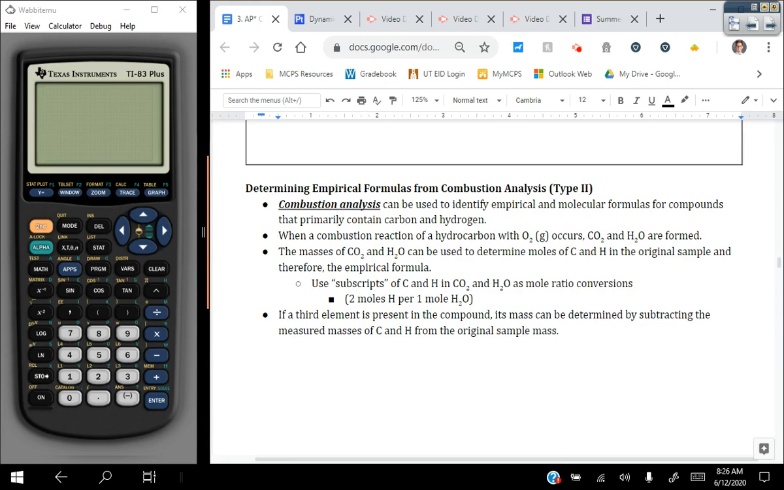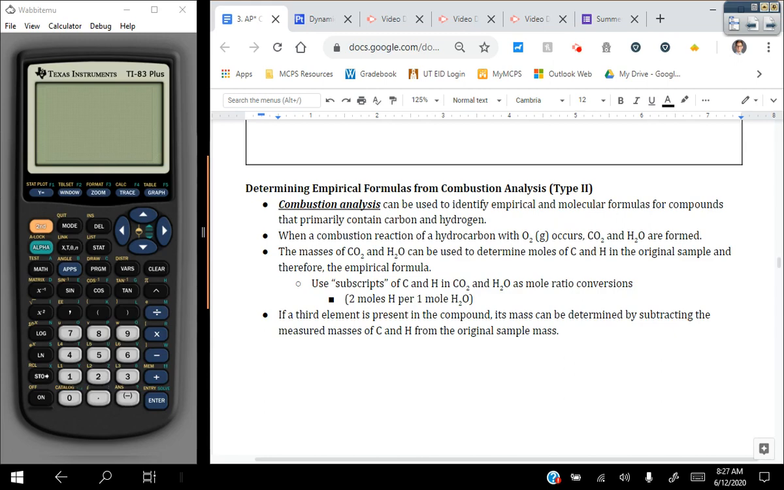So combustion analysis can be used to identify empirical and molecular formulas for compounds that primarily contain carbon and hydrogen. When a combustion reaction of a hydrocarbon occurs, we know that the other reactant is oxygen gas because that's what fire needs to burn, and so that's how the hydrocarbon combusts. And we know that CO2 and water are always formed as products.